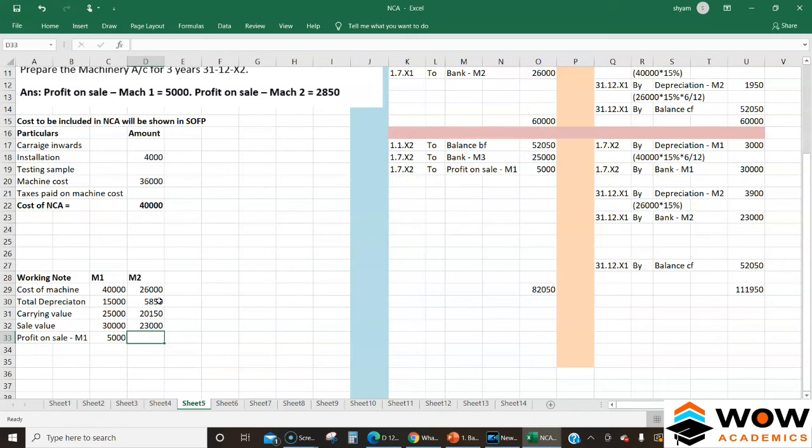So the difference we have to show. So the difference is actually a profit. Okay, it's a profit. So it is sale value minus carrying value. So it is a profit. Okay, so profit on sale of M2.